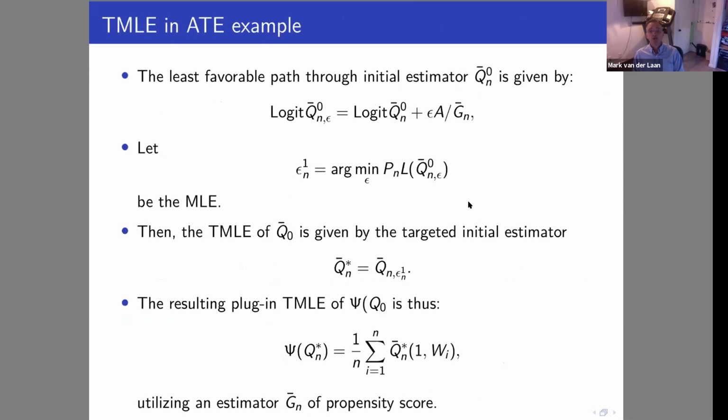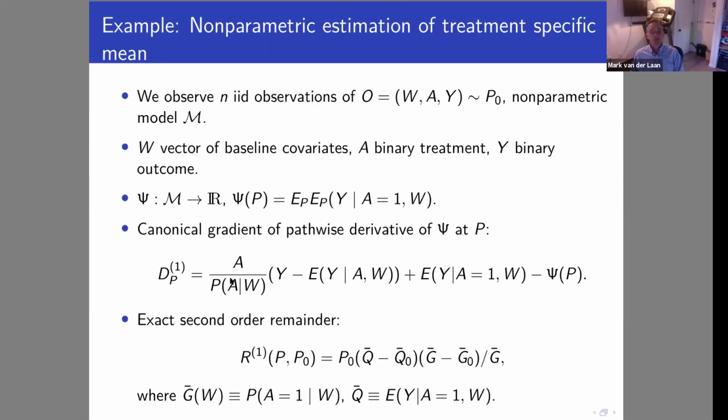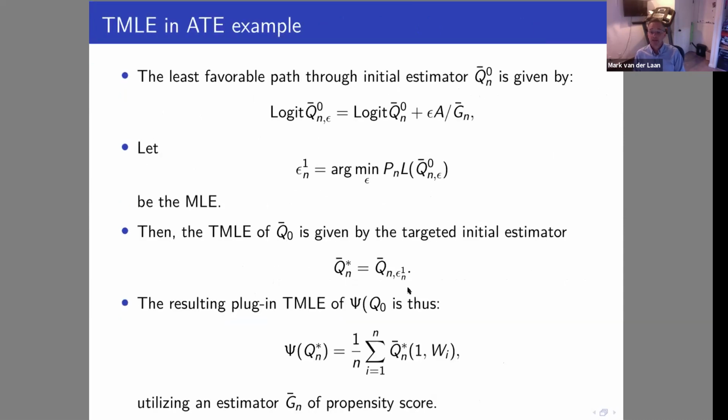The canonical gradient tells us how to do the TMLE, because it tells us we need to come up with a path through the outcome regression which has this component as its score. You do that by using, let's say, logistic regression, where the offset is the logit of your initial conditional probability estimator, and you add as clever covariate treatment over the estimated propensity score. Then you do a simple MLE, which is nothing else than running a univariate logistic regression. Then you have your update of your outcome regression, and you are done. You evaluate it at A equals 1, and you take the empirical mean, and that is the TMLE. That can then be analyzed like in the previous slide.